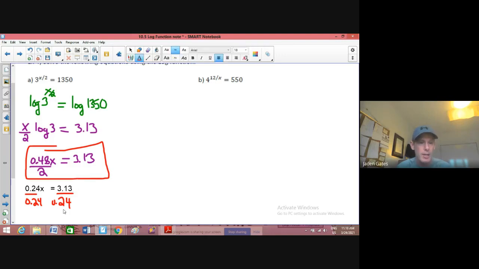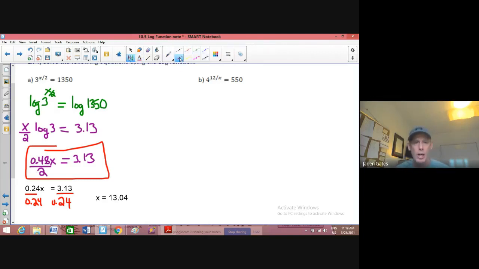I take 3.13 and divide it by 0.24. It's going to be a bigger number, 12 something. I end up with 13.04. All right, so again, I'm going to try another one of those. A little bit different here. This one's tougher. Look at the x in the denominator here. But again, I'm going to follow the same steps.